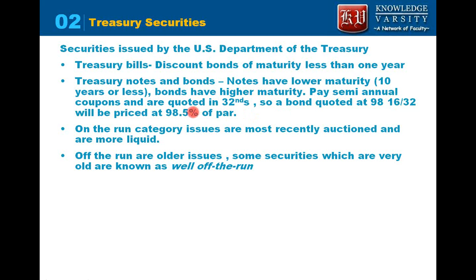Since treasury securities are issued regularly, there are some issues which are traded more frequently in the market. These are the issues which are most recently issued, and they are called on-the-run securities. Similarly, you have off-the-run securities, which are older issues. They have been issued in the past and the trading is not much. Some issues which are very old are called well off-the-run securities. These are very old issues and trading is very less, or liquidity is very low.